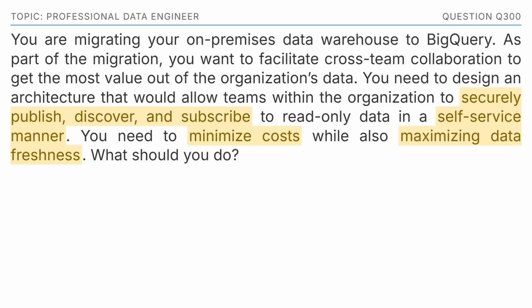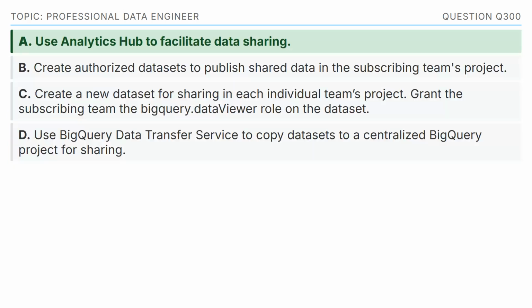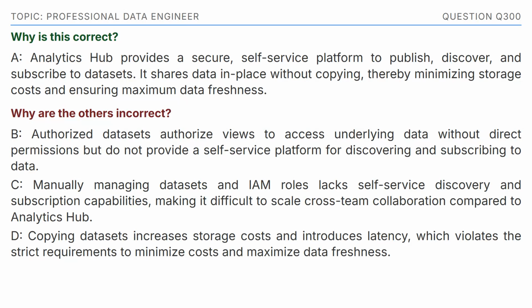To arrive at the correct answer, we focus on the keywords: securely publish, discover, and subscribe, self-service manner, minimize costs, maximizing data freshness. The correct answer is option A, use Analytics Hub to facilitate data sharing. Why is this correct? A. Analytics Hub provides a secure, self-service platform to publish, discover, and subscribe to datasets. It shares data in place without copying, thereby minimizing storage costs and ensuring maximum data freshness. Why are the others incorrect?